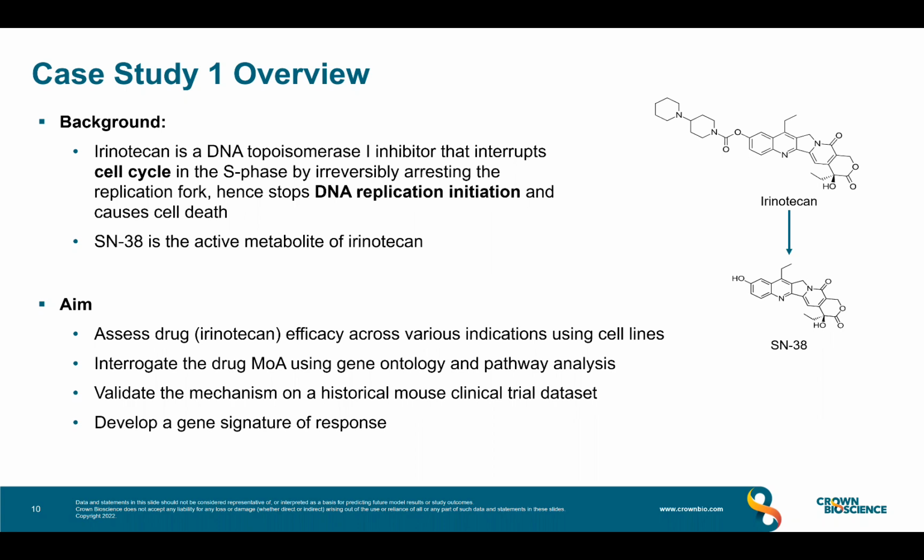The aims of this study are, first, to assess drug efficacy across various indications using cell lines. Second, to investigate drug MOA and validate the MOA on a historical mouse clinical trial data set, and also develop precision composite biomarkers for further preclinical usage.